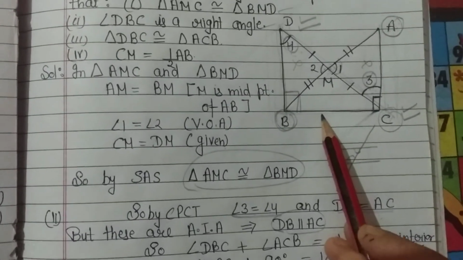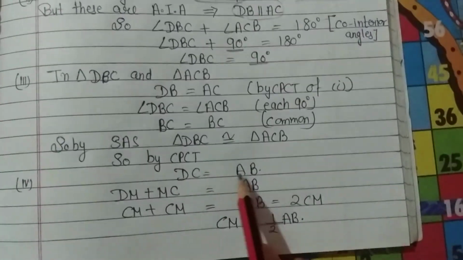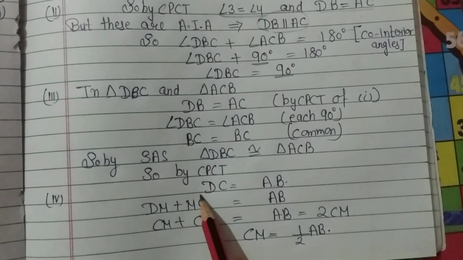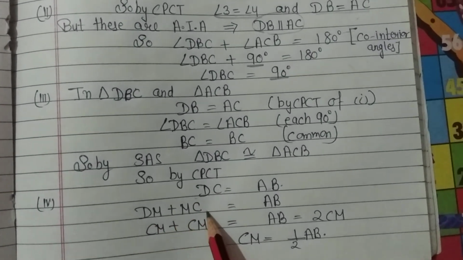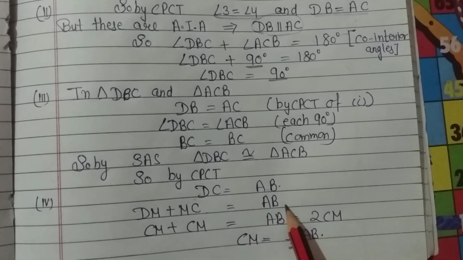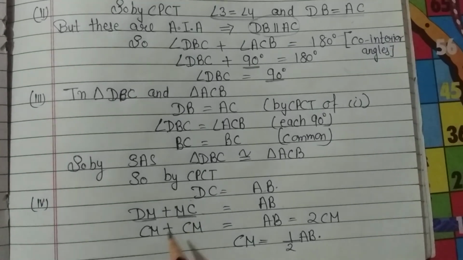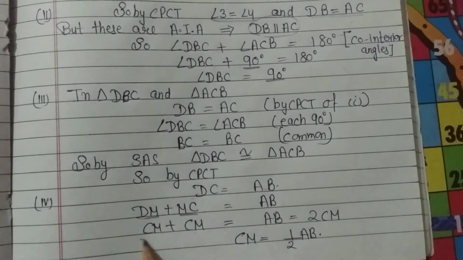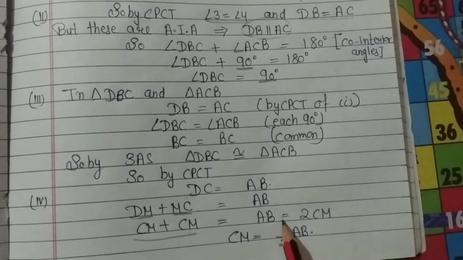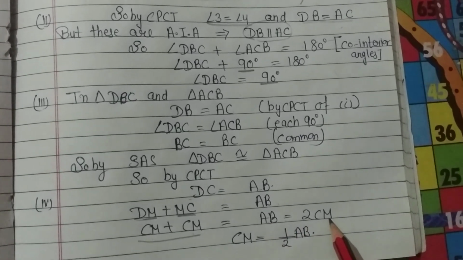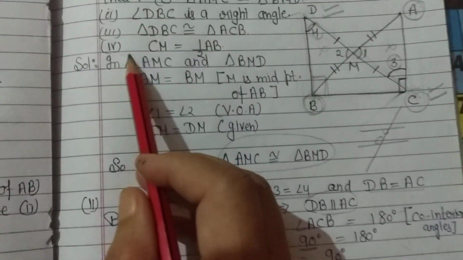Now by CPCT we can say AB is equal to DC. Now DC can be written as DM plus MC, that is equal to AB. Now DM was equal to MC, so I have written CM plus CM, 2 times, that is equal to AB. It means AB is equal to twice of CM. So CM is equal to half of AB. It was our fourth part.